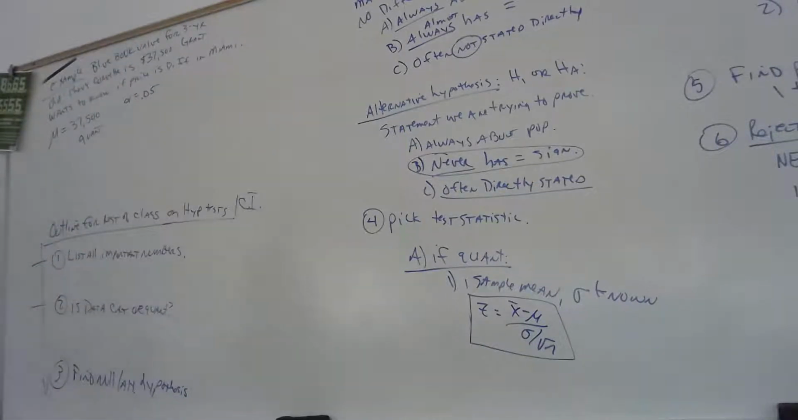All right, so we've got all our numbers. There's not enough to do this problem. So we've listed the numbers. We said it's quantitative data. What is our null and our alternative hypothesis?